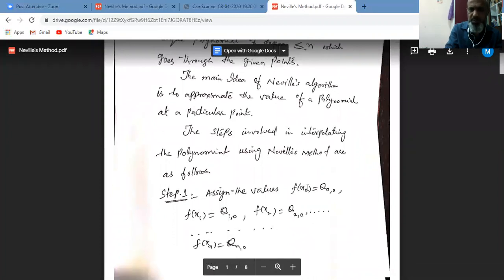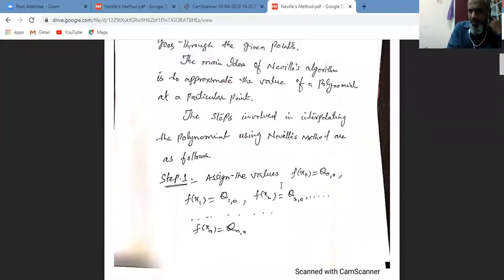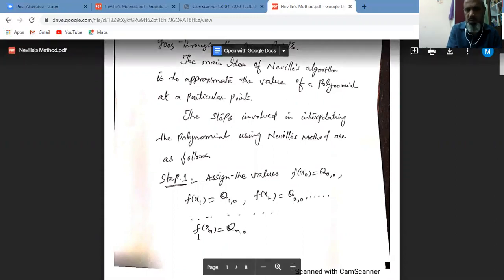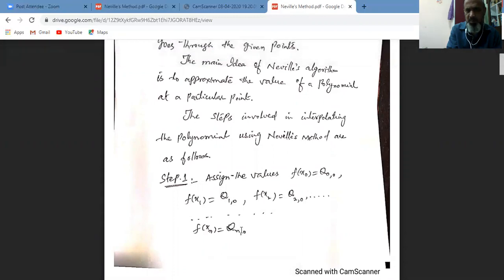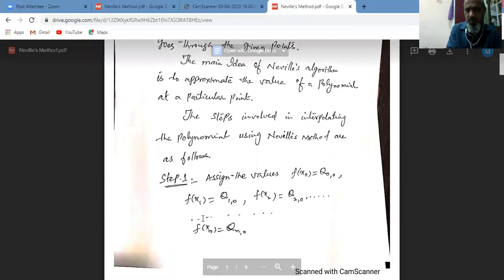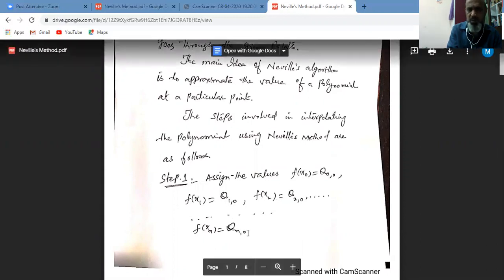So the first step is to assign the values. F of x0 is equal to q0,0. F of x1 is equal to q1,0. F of x2 is equal to q2,0, and so on. F of xn is equal to qn,0. So this is nothing but f of x0 is equal to y0, f of x1 is equal to y1, f of x2 is equal to y2, and f of xn is equal to yn.